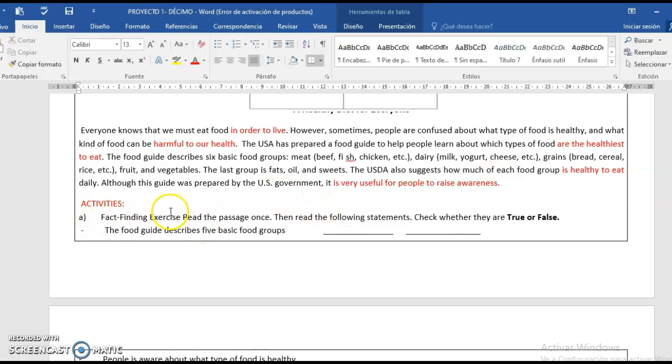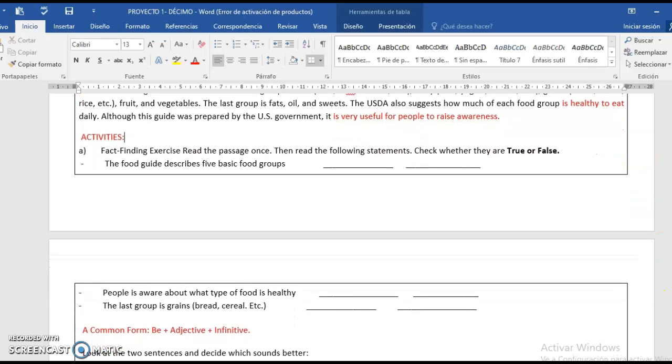Continuamos. Activity number 2, sorry. Activity number 2. And here, according to the passage, acorde a lo que hemos leído, the food guide describes 5 basic food groups, 5 or 6. Which is your answer? So, 5 is true or 5 is false? Here is your answer. True or false?